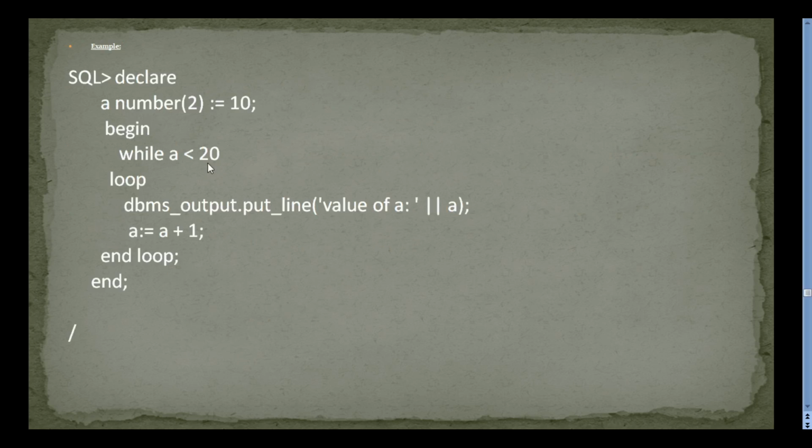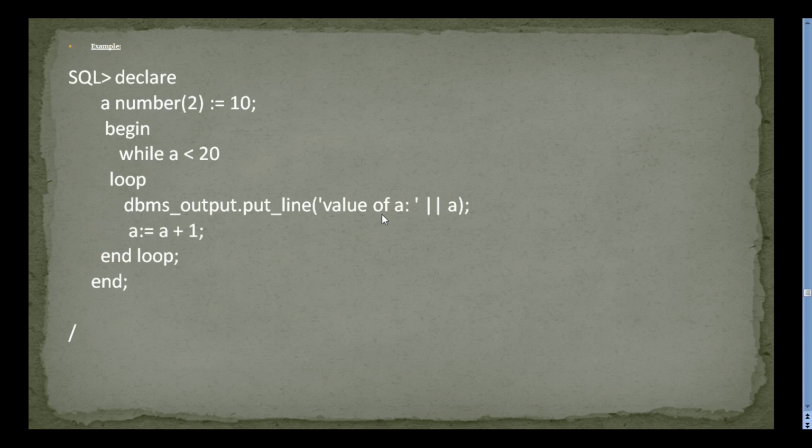Just see this. Declare a number equal to 10. Begin while a less than 20, loop, dbms_output.put_line the value of a. So I want to print values from 10 to 19. What's the a value? The first value is 10. So a value is 10, 10 is less than 20, condition true. Then it enters into the while loop.